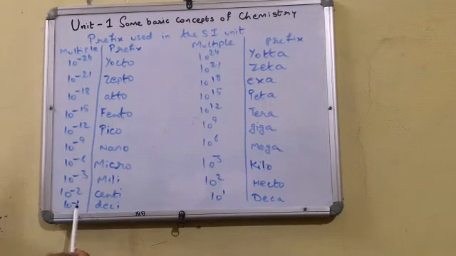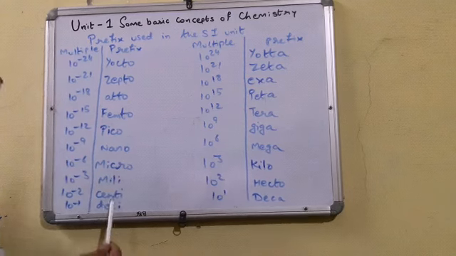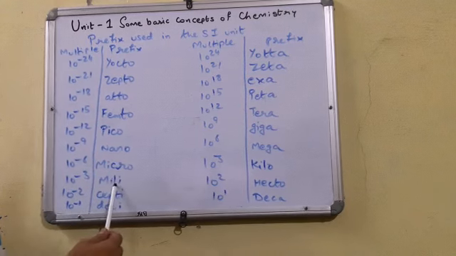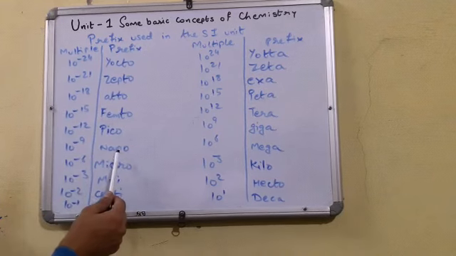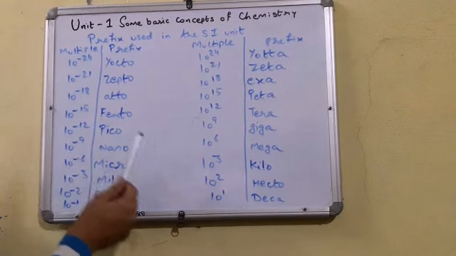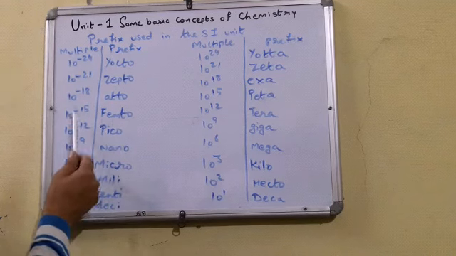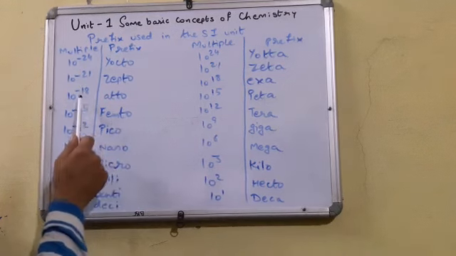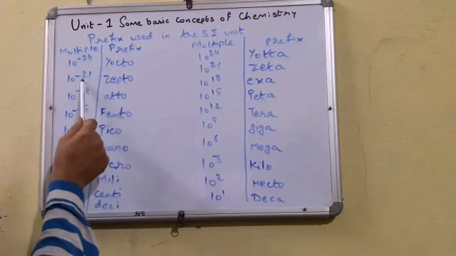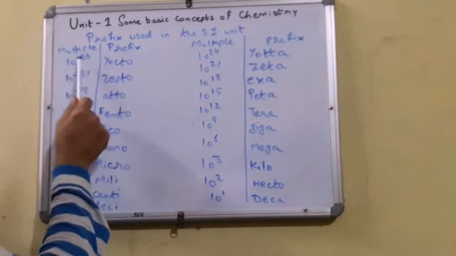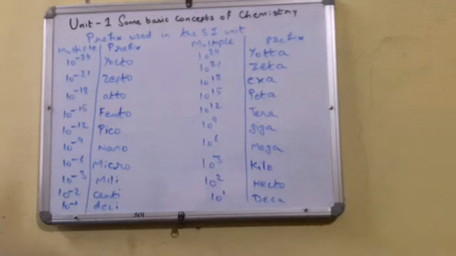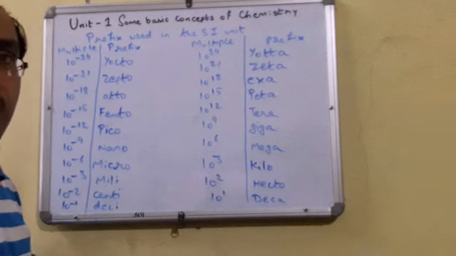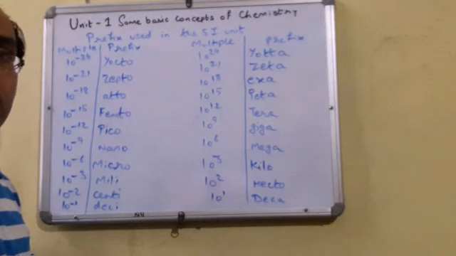Similarly, on this side. For 10 to the power minus 1 we use deci. For 10 to the power minus 2 we use centi. For 10 to the power minus 3 we use milli. For 10 to the power minus 6 we use micro. For 10 to the power minus 9 we use nano. For 10 to the power minus 12 we use pico. For 10 to the power minus 15 we use femto. For 10 to the power minus 18 atto. For 10 to the power minus 21 we use zepto. And for 10 to the power minus 24 we use yocto. These are the different prefixes which we use in SI units during the conversion of one unit into another.